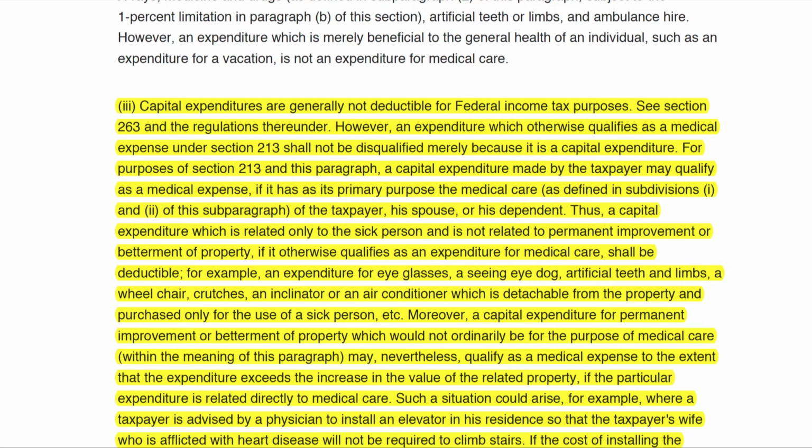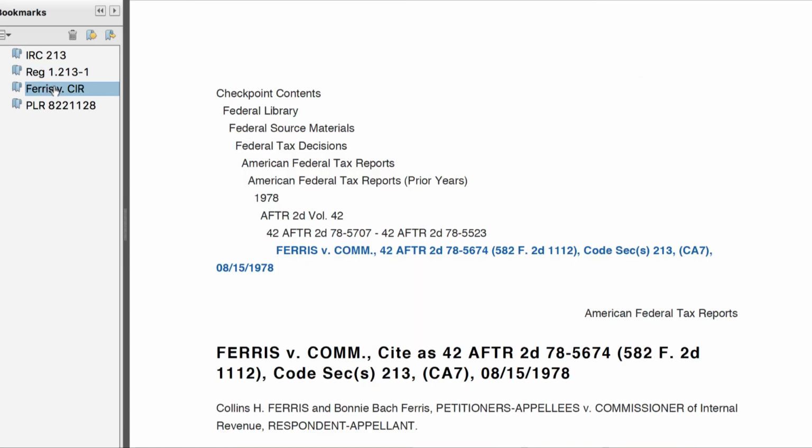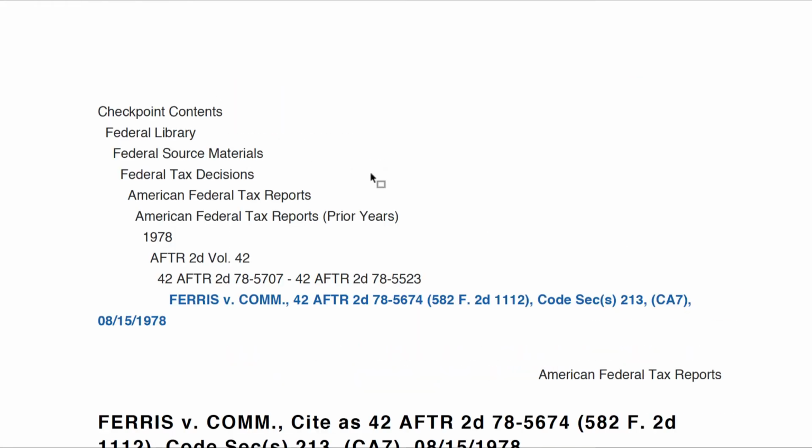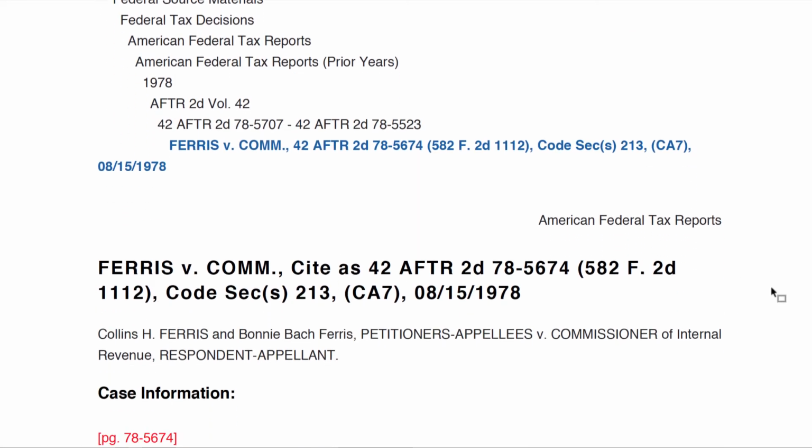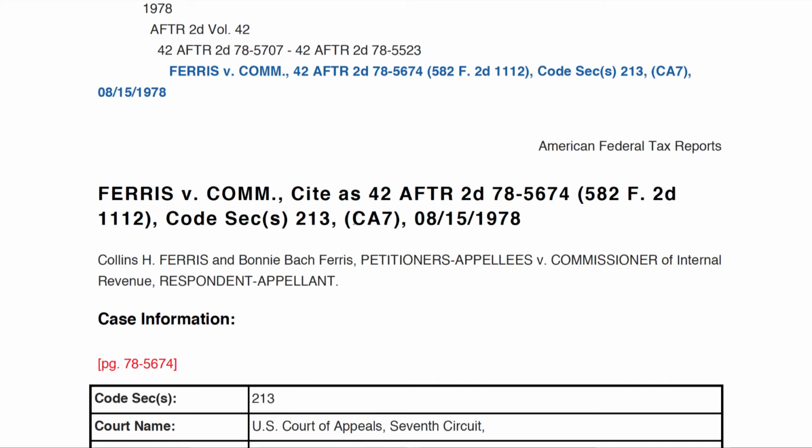Okay, so now let's take a look at a case. This case goes along with, again, our Section 213 issue. This is Ferris versus Commissioner. It's a 7th Circuit case. I can tell because here it says 7th Circuit.